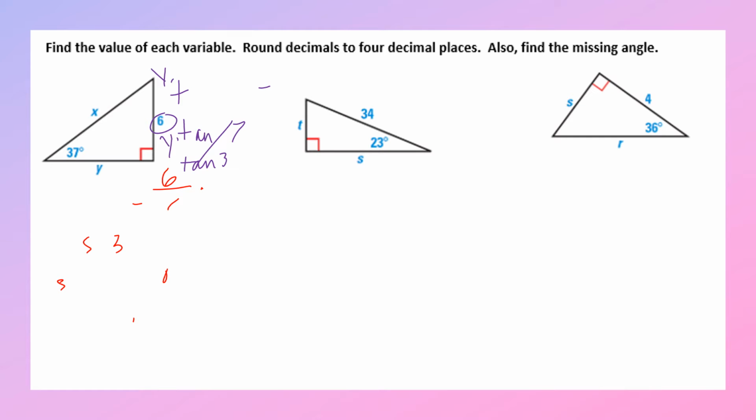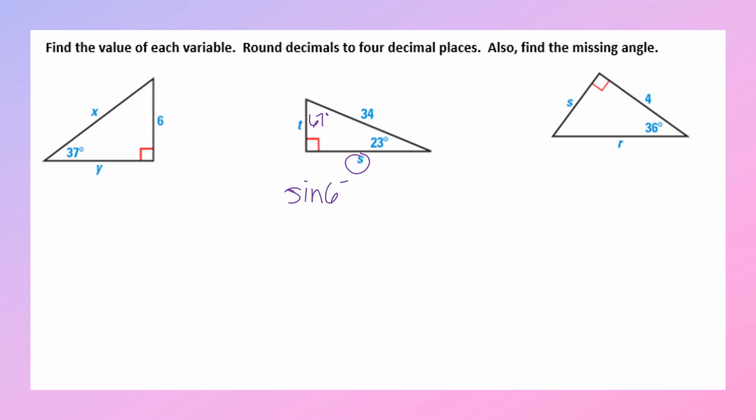For the next one, we have to figure out what that missing angle measure is first. If I have 90 and 23, that means this angle up here is 67 degrees. To find out what T and S are, I am going to find S first. So S is over here. I could either do sine of 67 or I could do cosine of 23. Doesn't matter to me which one you do. You'll get the same answer either way.